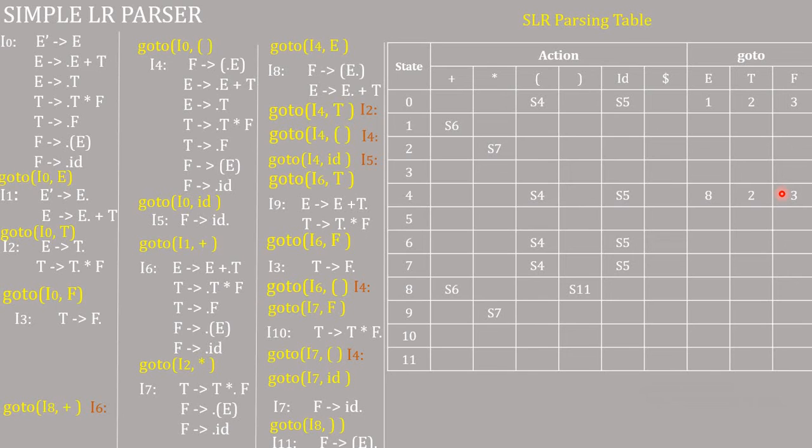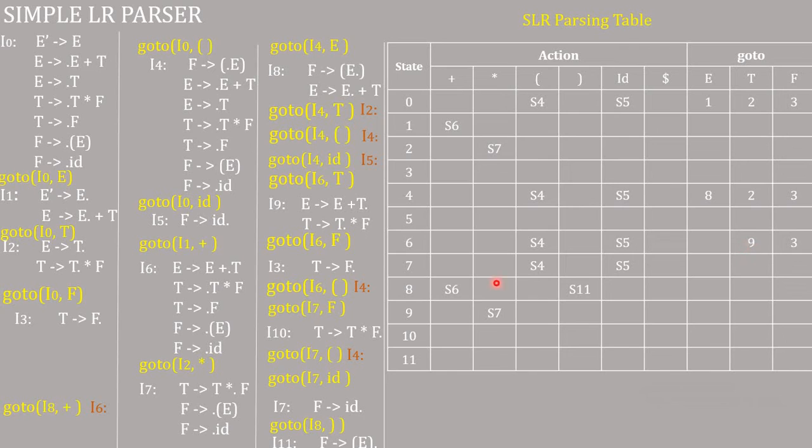Similarly, we have to proceed further. Next, I5. For I5, we don't have any production where the dot is followed by a non-terminal, so we can ignore it. I6. In I6, you have a production with a dot followed by a non-terminal. So for state 6 and for T, you have to fill something. What you have to fill? Go to of I6 comma T. What is go to of I6 comma T? It is I4. Not I4, I6 comma T is I9. So you have to fill 9 here.